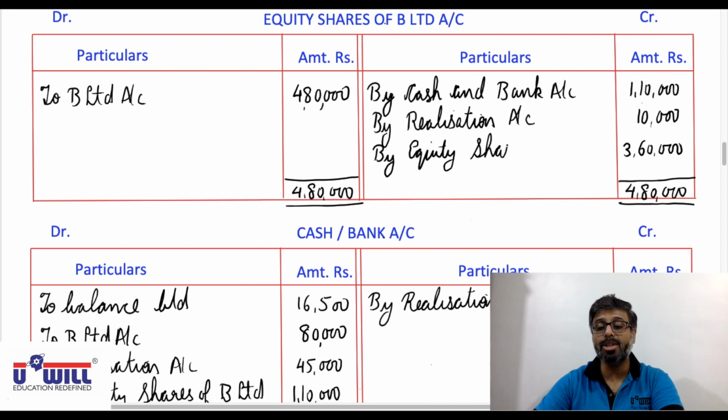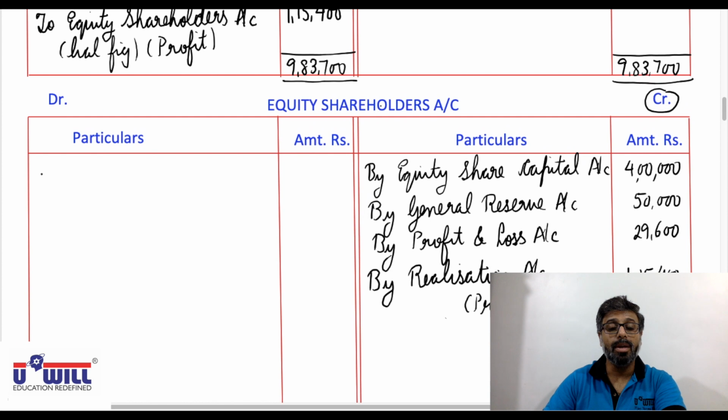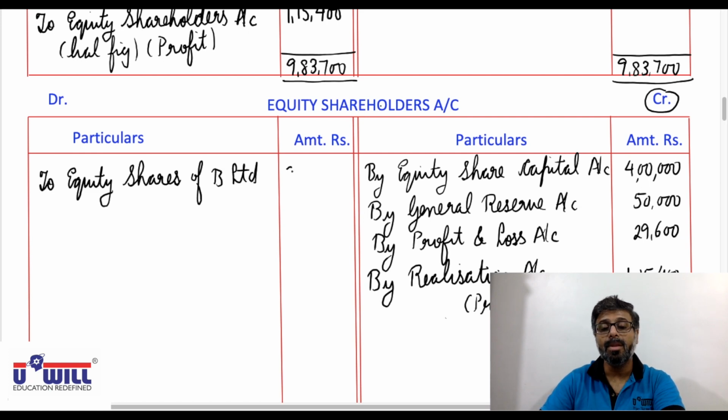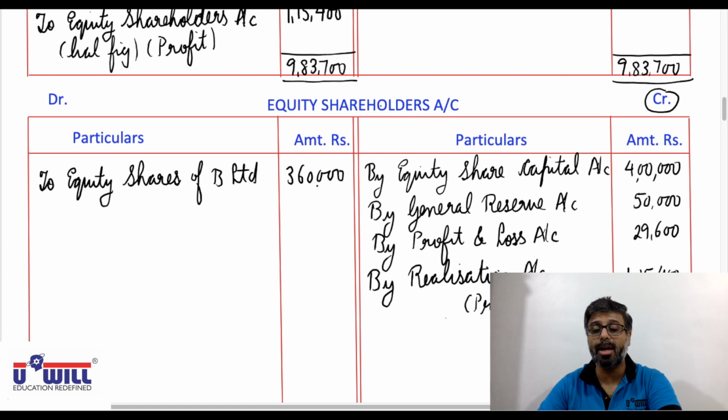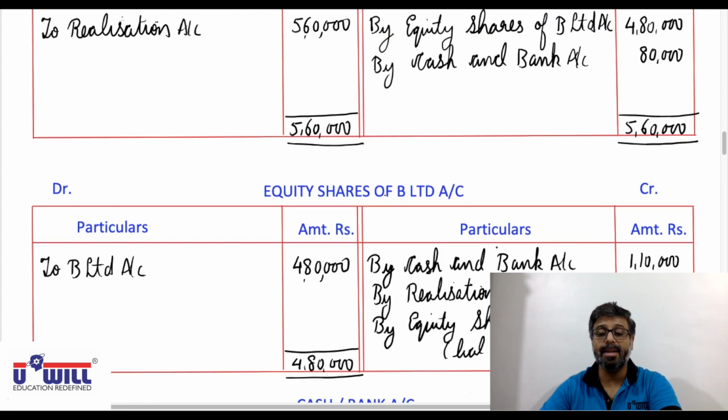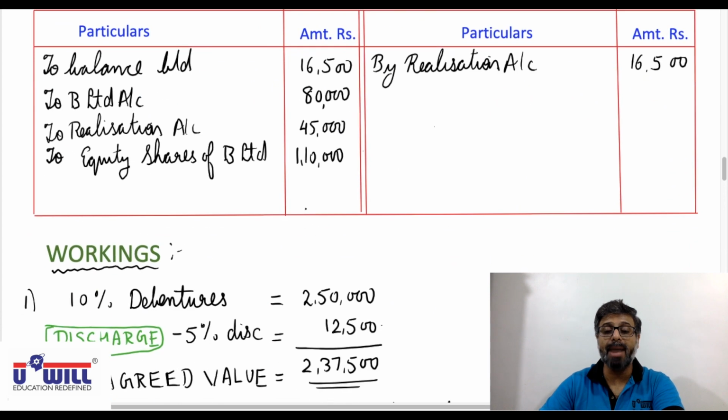So by equity shareholders account, in bracket balancing figure, opposite side in equity shareholders account, to equity shares of B Limited account 3,60,000. Opposite side, debit side in equity shareholders account. Then after that, cash and bank also now. Whatever balancing figure remains will be transferred to equity shareholders account.